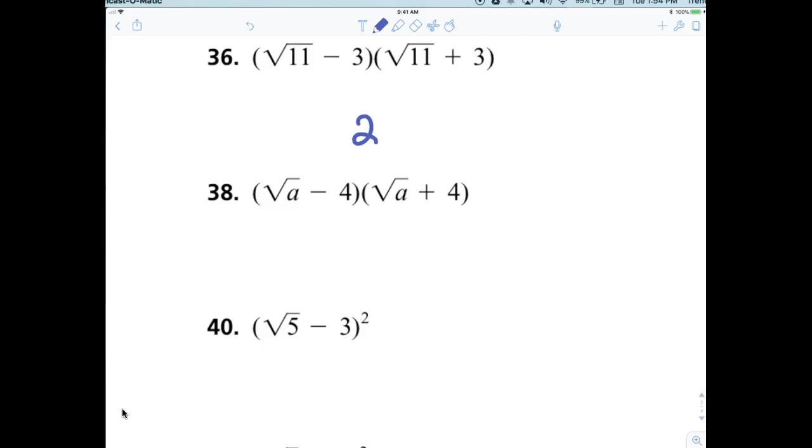Anybody have any questions with that being 2? You have a question or not? Square root of 11 times square root of 11 is what? 11. What happens to the middle term? It cancels out. Negative 3 times positive 3.